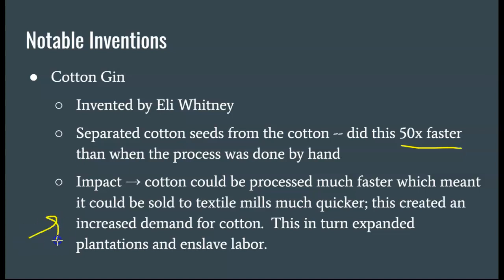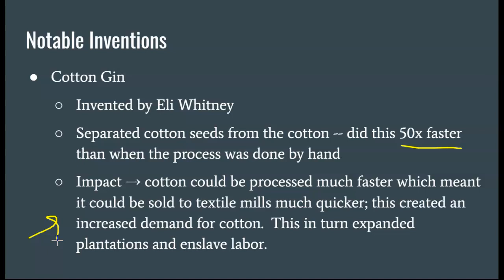However, because the cotton could be processed much faster, that meant it could be sold to textile mills much quicker, which meant that there was an increased demand for cotton because everything was revolving around money, right? I want to sell as much cotton as I can because then I will make more money. And then the mills want to buy the cotton as quickly as they can because then they can make it into clothes and cloth, and then they can make more money. So because of this, there was an increased demand for cotton.